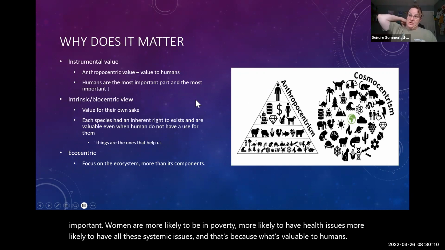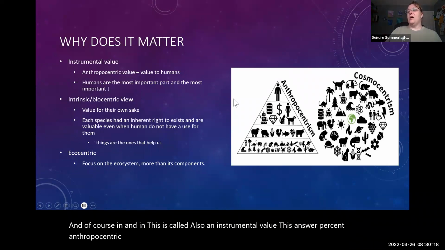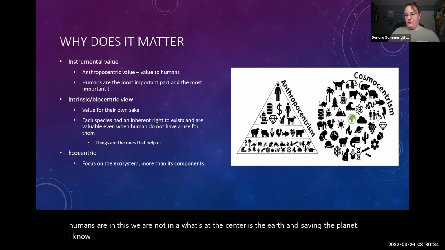And of course, this is also called an instrumental value, this anthropocentric view. And then on the other hand, we have a cosmocentric view. Notice that humans are not in this. What's at the center is the earth and saving the planet. I know people like to say save the earth, but I got to tell you something. Earth is going to figure this out just fine.